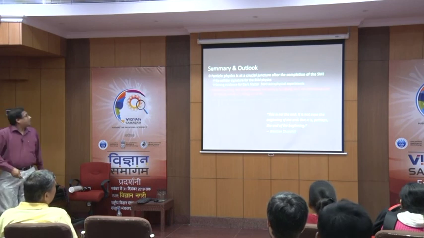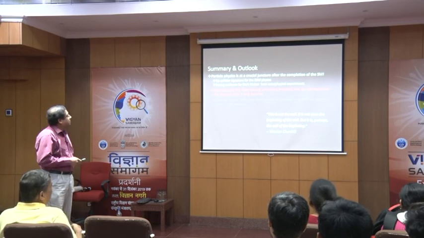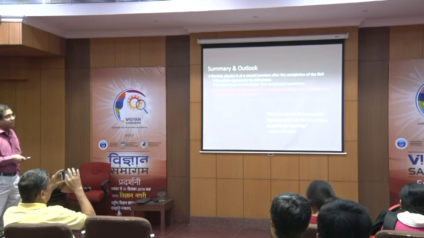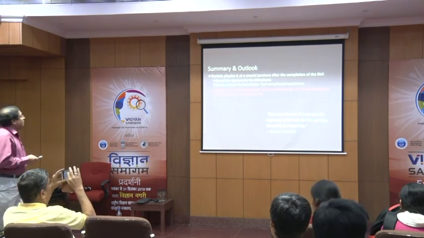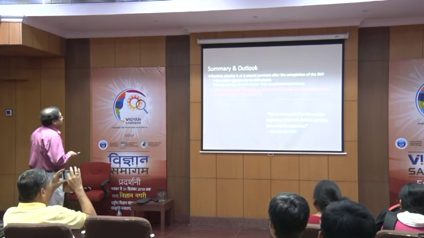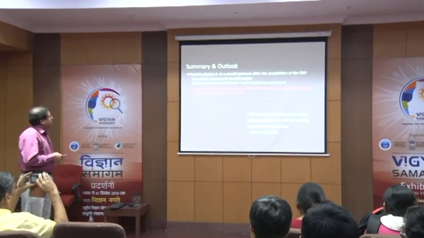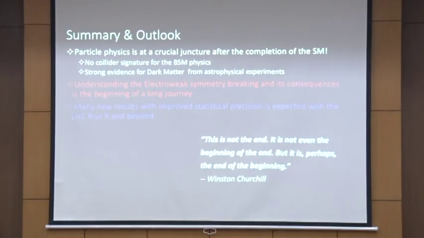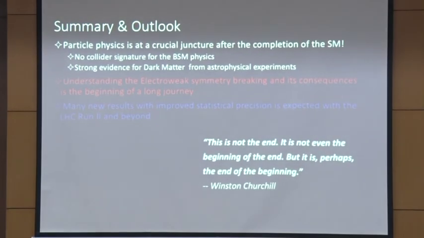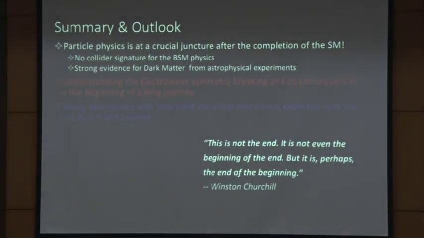So to summarize, I think particle physics is at a crucial juncture after the completion of the Standard Model, and I have convinced you, I hope. No collider signature for BSM physics yet. Strong evidence for dark matter from the Earth that I also explained to you earlier. Then understanding electroweak symmetry breaking and its consequences is just the beginning of a long journey, and we have started that. And many more new results with improved statistical precision are expected during LHC Run 2 and beyond.